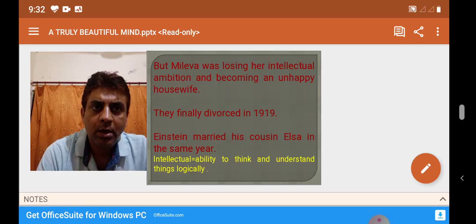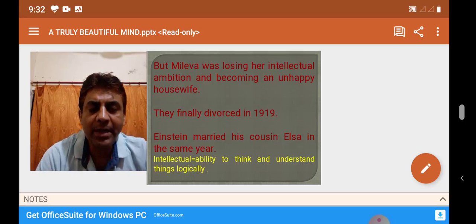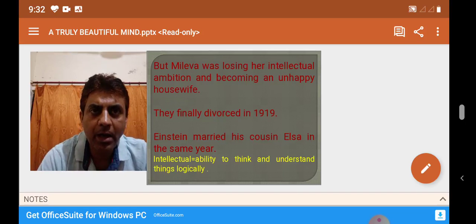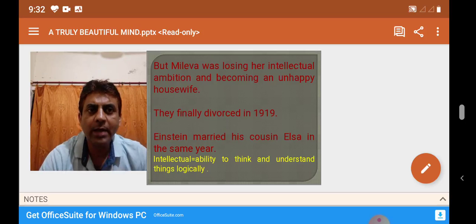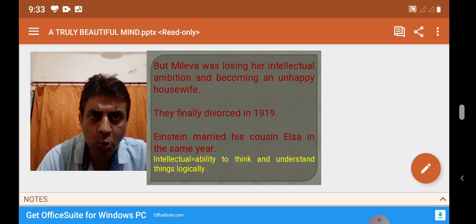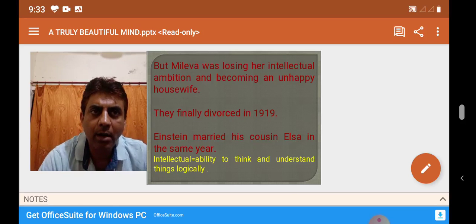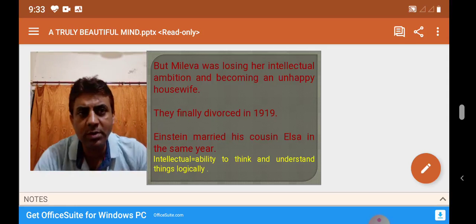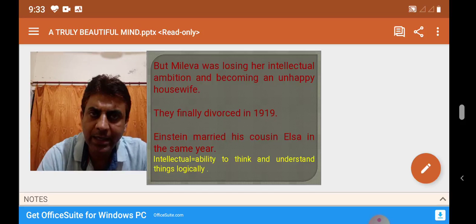Intellectual here means ability to think and understand things logically, and Mileva was losing her intellectual ambition means her thinking and understanding power was being lost. That is why she was an unhappy housewife, and the result was that they finally divorced in 1919.